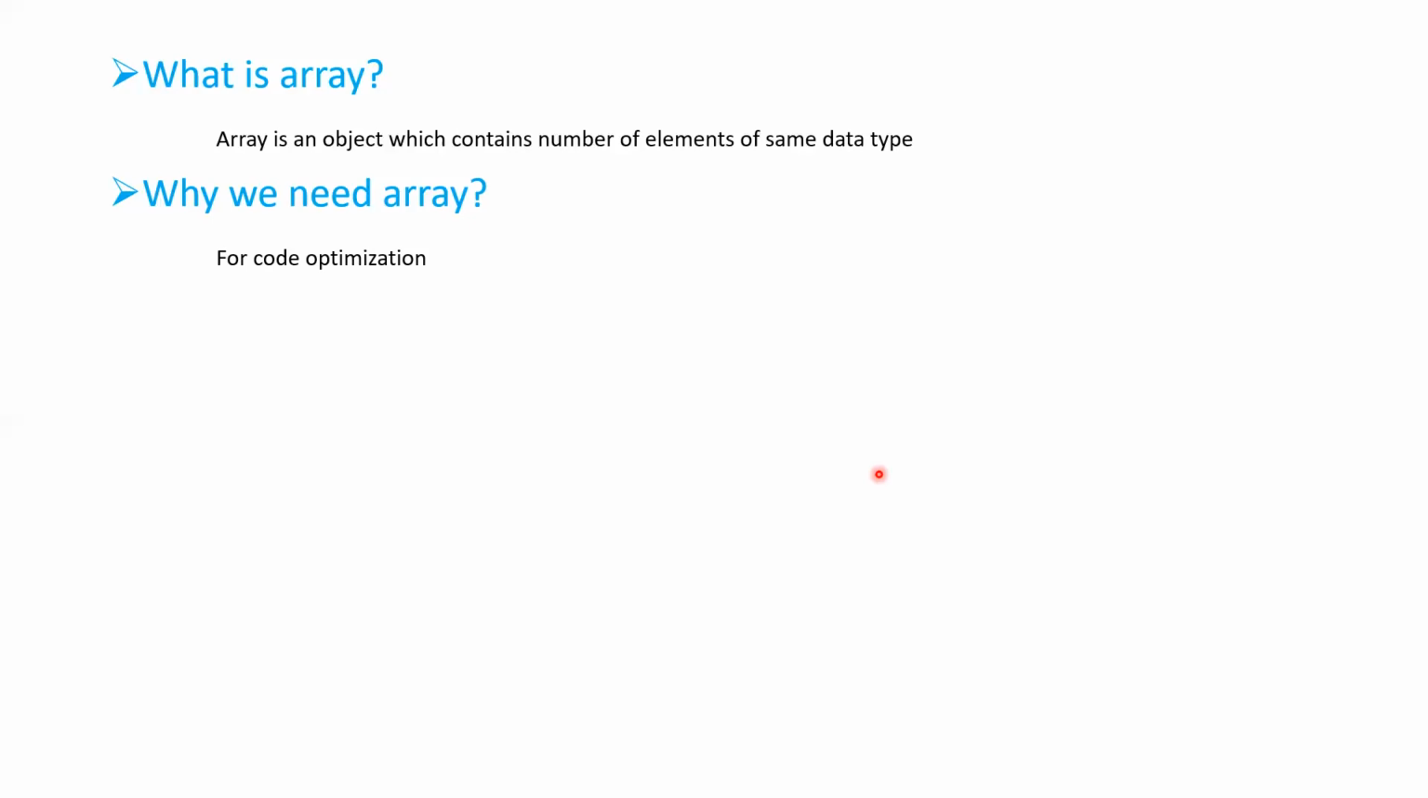Okay, so types. In arrays, we have two types. One is single dimension array and the other one is multi-dimension array. We'll see these types in detail going through this video.